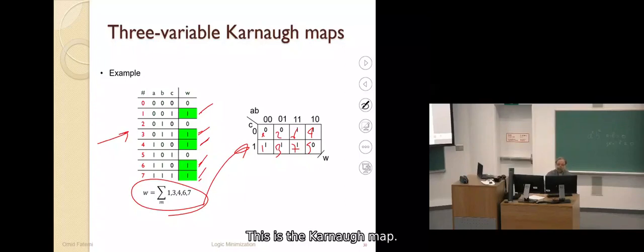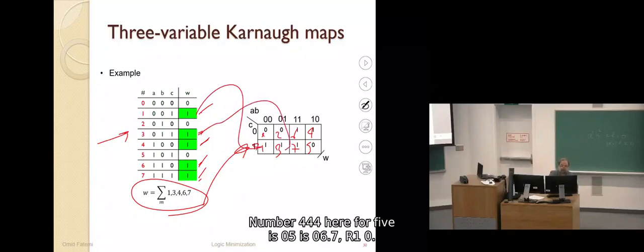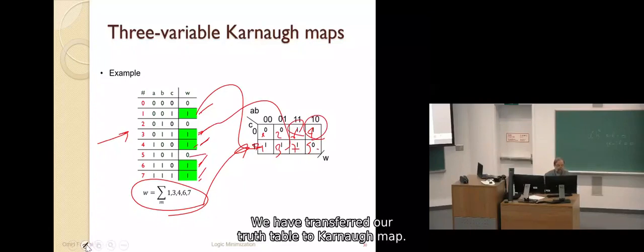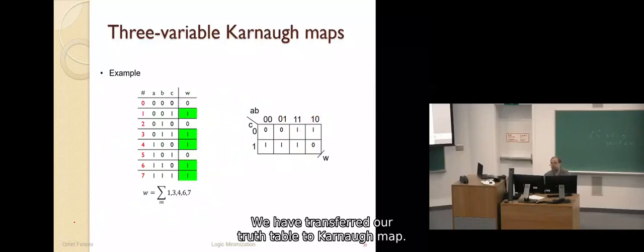So this is the Karnaugh map. Number 1 here, number 3 here, number 4 here, 5 is 0, 6 and 7 are 1. So we have transferred our truth table to Karnaugh map. Now it's time to find the implicants. So somebody suggest me an implicant. Suggest an implicant here.